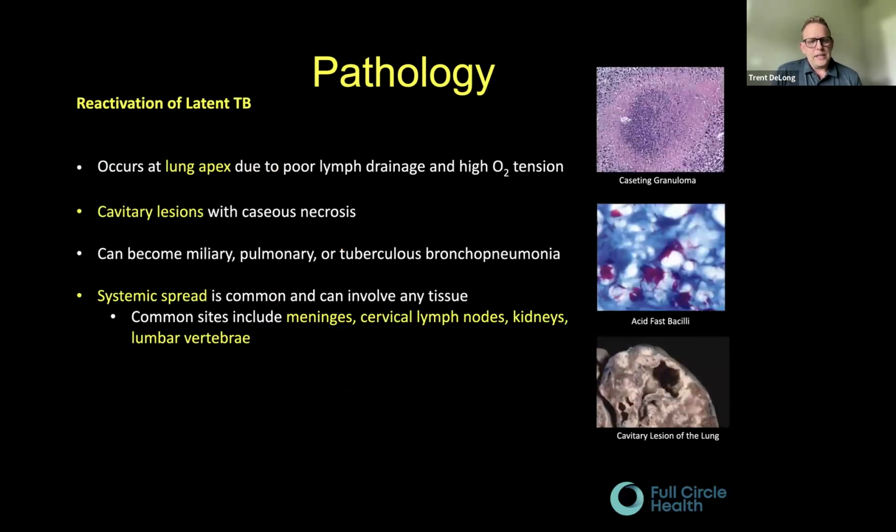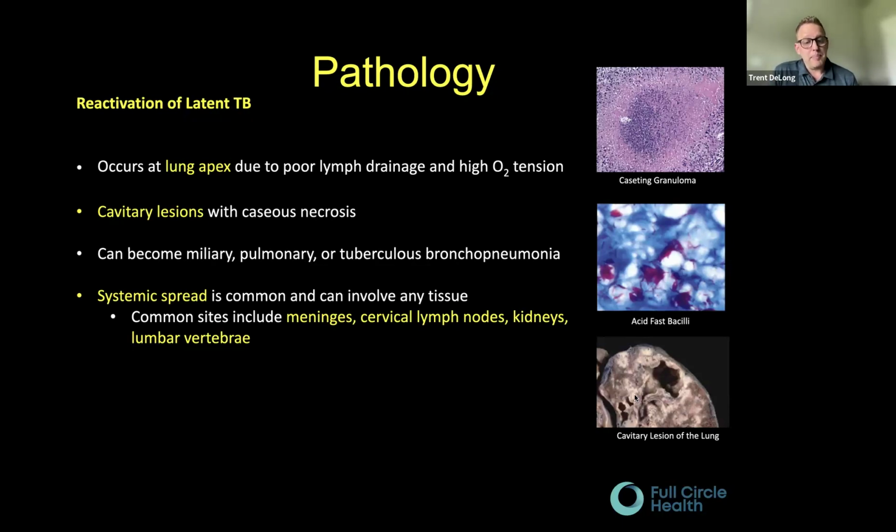Reactivation of latent TB occurs at the lung apex, and this is largely due to poor lymph drainage and high oxygen tension. If you look to the right of the screen, you can see a pathology slide of caseating granuloma, as well as acid-fast bacilli noted here on AFB staining from a biopsy. Down at the bottom is a gross specimen of a cavitary lesion of the lung, which is pretty profound. And these cavitary lesions with caseous necrosis are fairly common in active or recurrent TB.